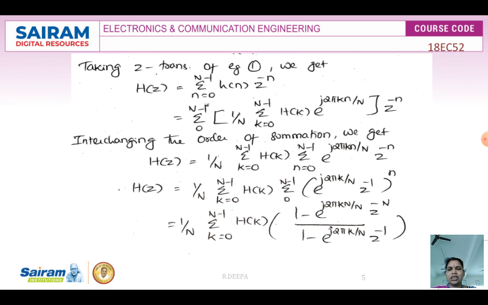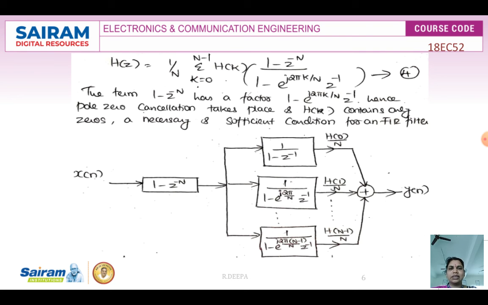That is, H of z is equal to 1 by N summation k equal to 0 to N minus 1 of H of k into 1 minus z power of minus N divided by 1 minus e power of j 2 pi k by N into z power of minus 1. So this is equation 4.